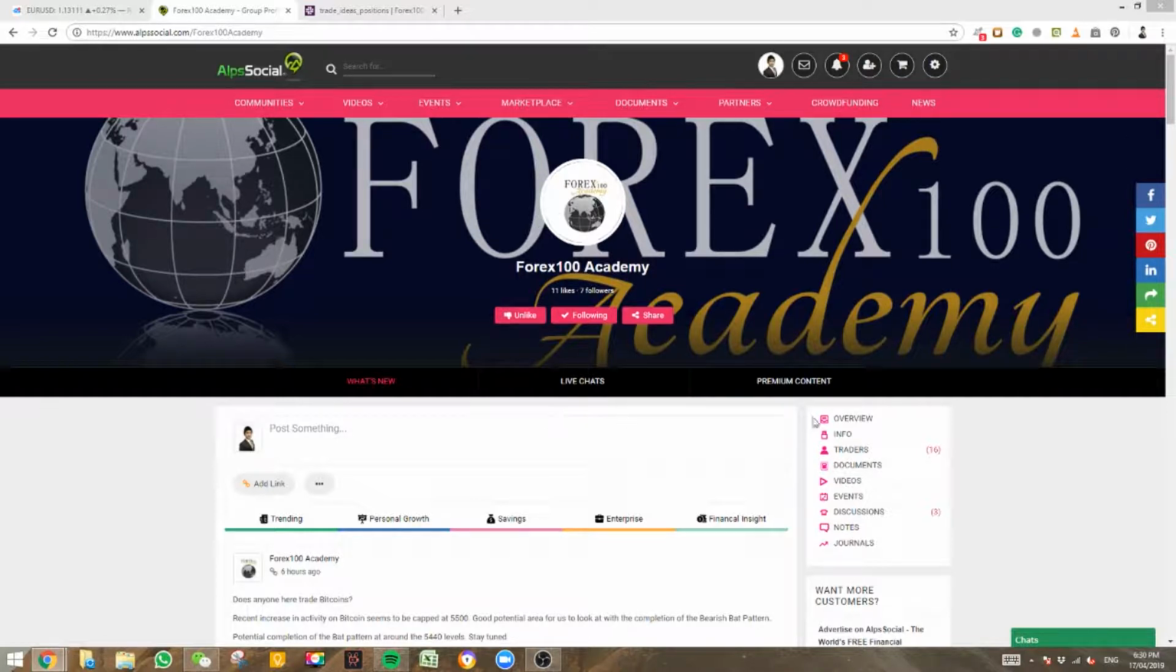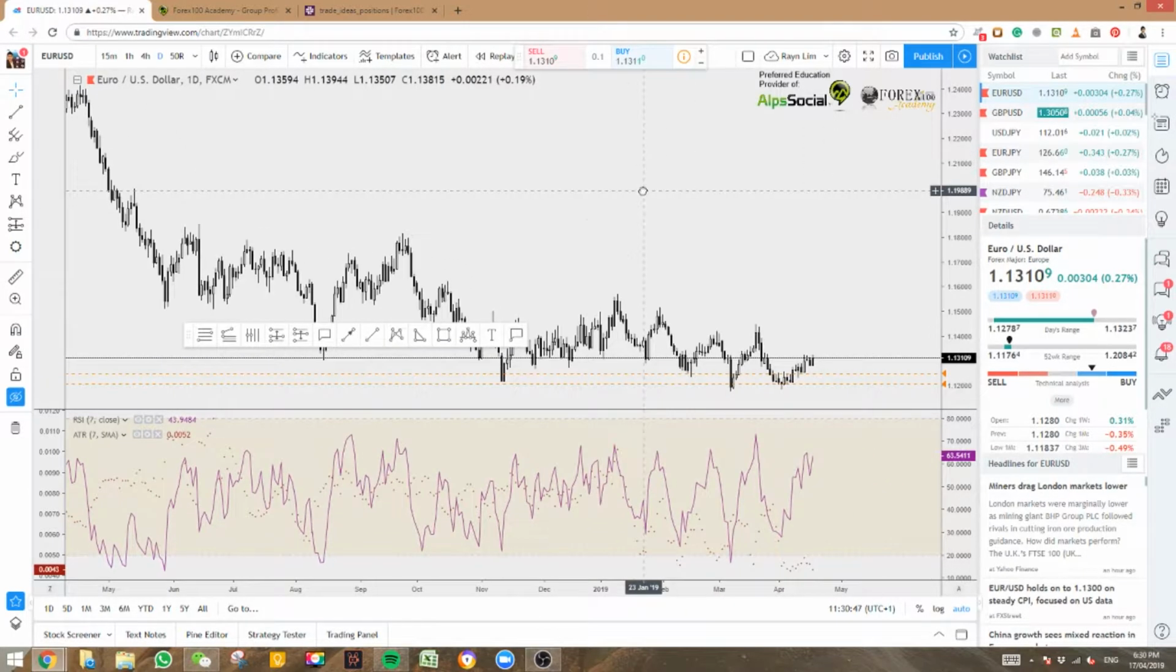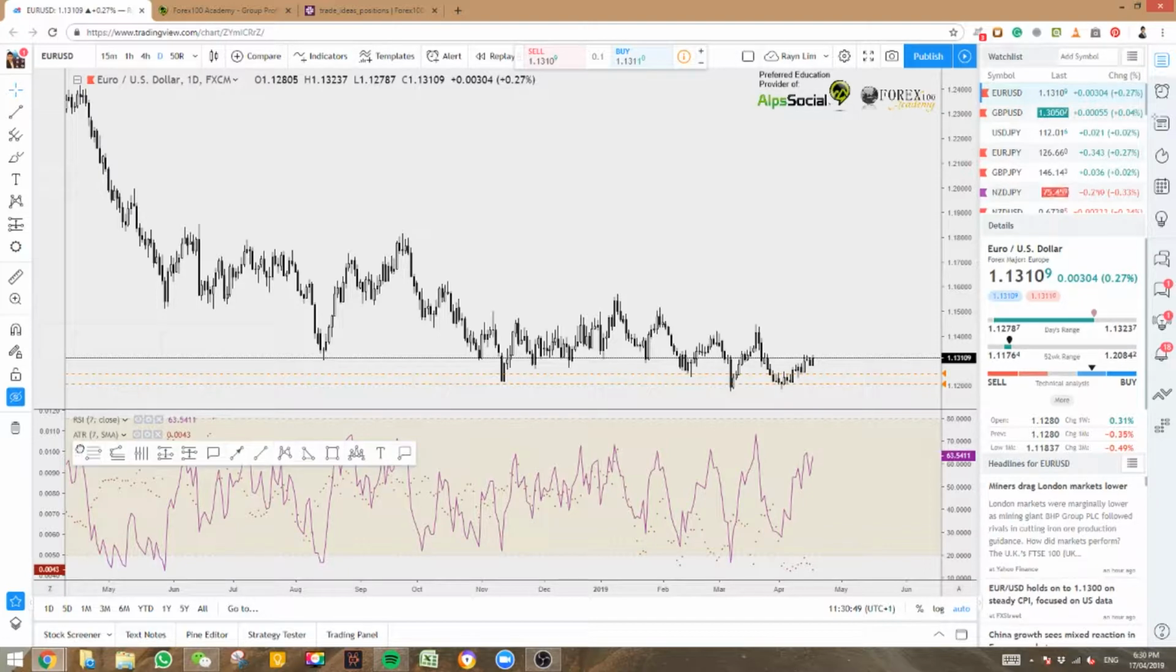Okay, so let us get to the analysis part. The first currency we are looking at is Euro Dollar. On the daily chart, we can see that it's a bearish movement. However, right now the market is supported and there's a counter trend move over here. So it does hint that it may be an opportunity for counter trend traders to look for a buying opportunity.